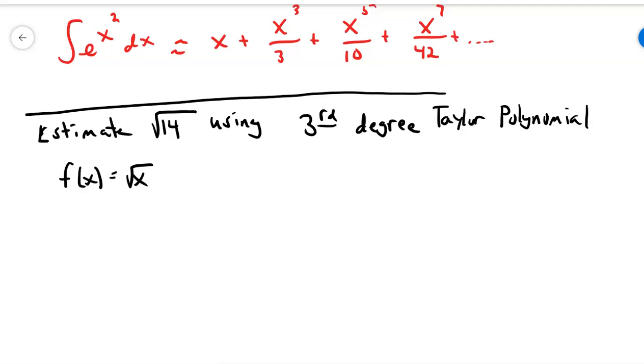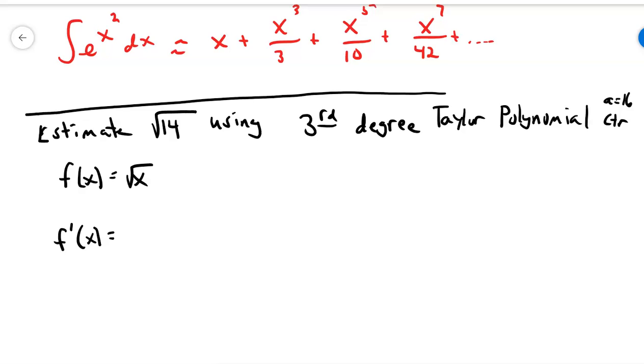So let's look for the closest value to 14 that's a perfect square, and I come up with x equals 16. So x equals 16, or in this case, a equals 16, will be the center of my series because I know exactly what the square root of 16 is. All right, so if I want a third degree Taylor polynomial, there's f of x. F prime of x will be the derivative of that.